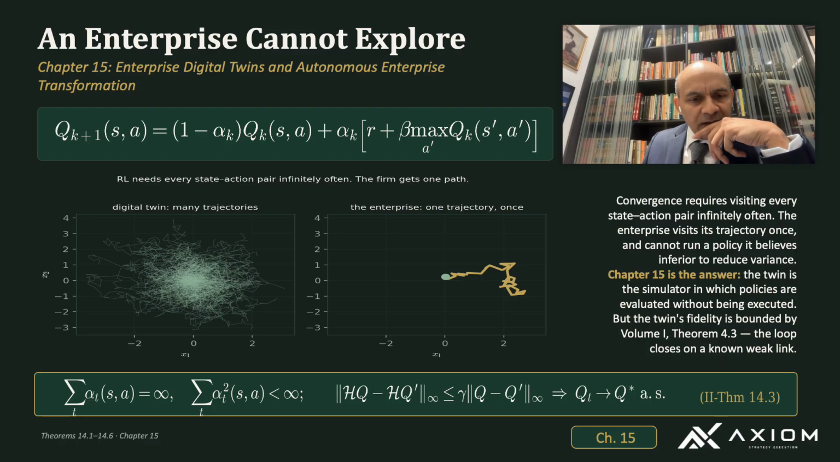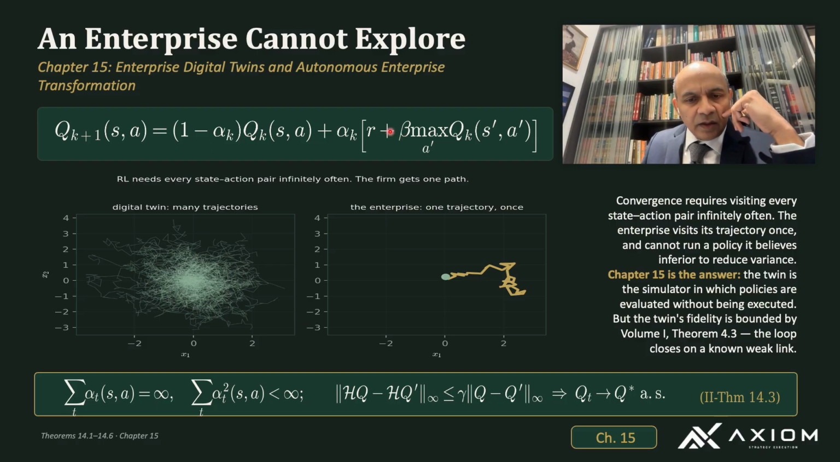So the equation at the top in this slide is the Q-learning update rule. Q sub k plus 1. Q sub k of S, A is the current estimate of the value of taking action A in state S. Alpha sub k is the learning rate, represented here. R is the immediate reward, and beta is the discount factor.